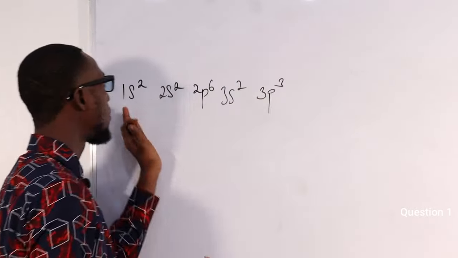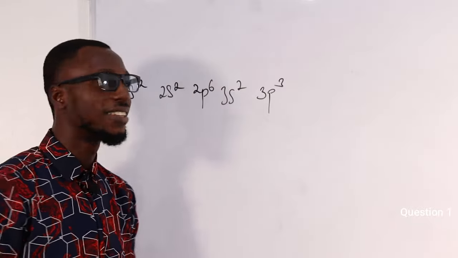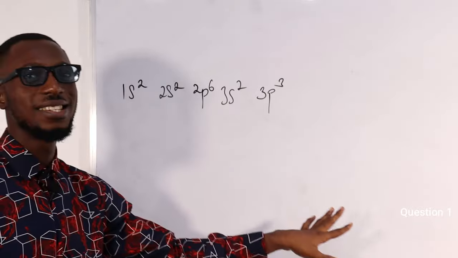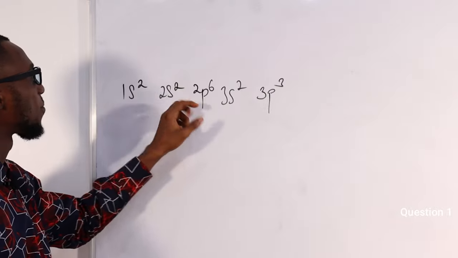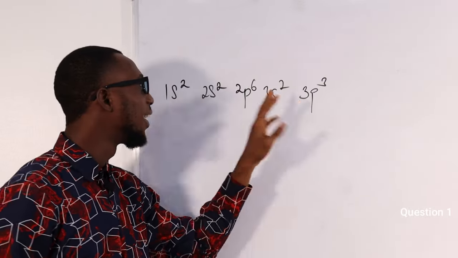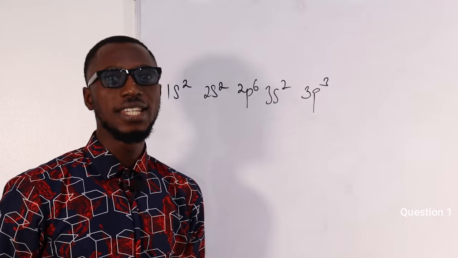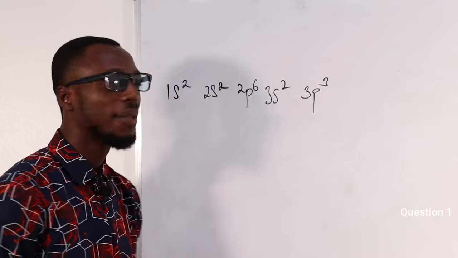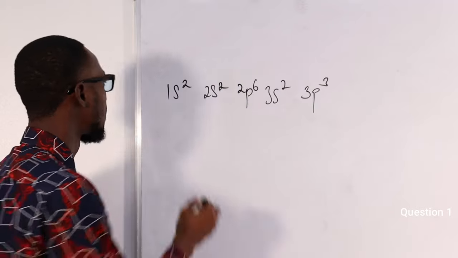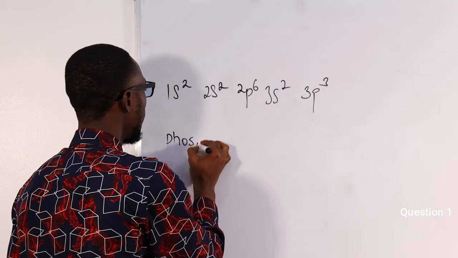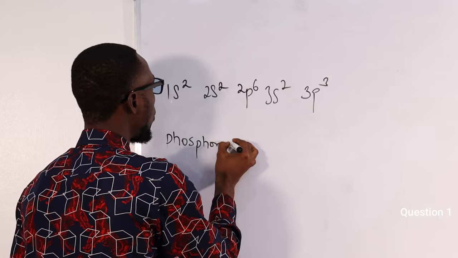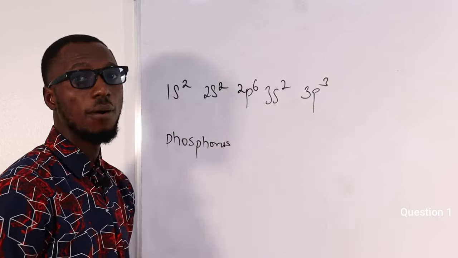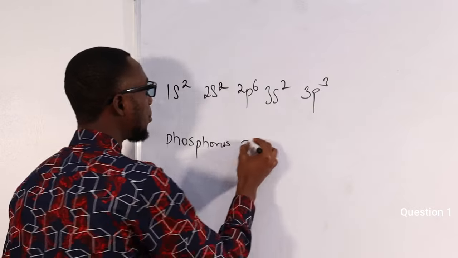So at first we may need to determine, not really necessary, but it's good we determine what element this is. So 2 plus 2, that is 4, plus 6, that is 10, 12, 15. So what element has the atomic number 15? That element is phosphorus. So the question requires the number of unpaired electrons available.